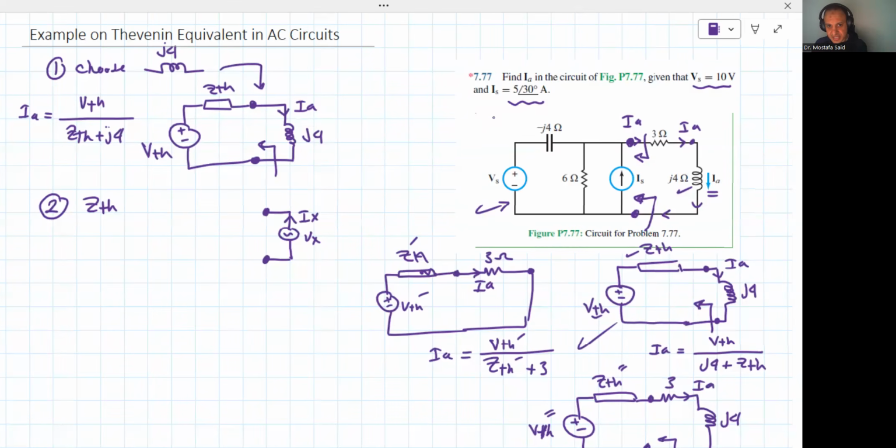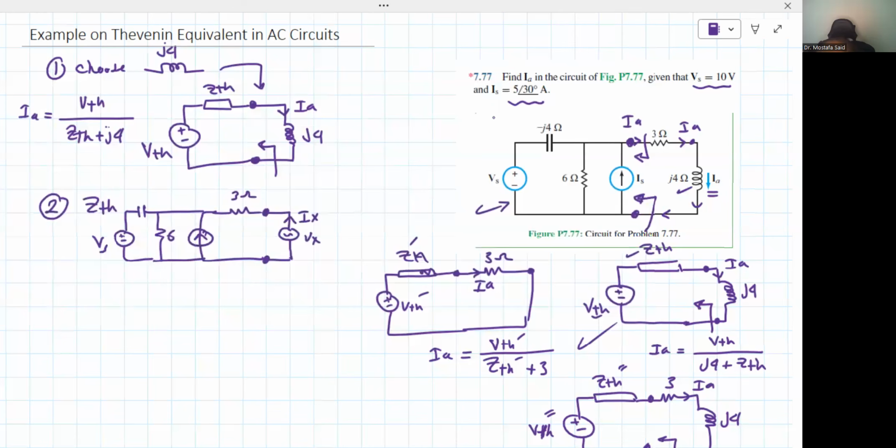So how do we cancel a current source or a voltage source? We cancel a current source by canceling its effect. What is the effect of a current source? Let's draw the circuit and I'm going to explain on that. So the 3 ohm. Here we have the current source, 6 ohm resistor, Vs, here is Is, minus G4.